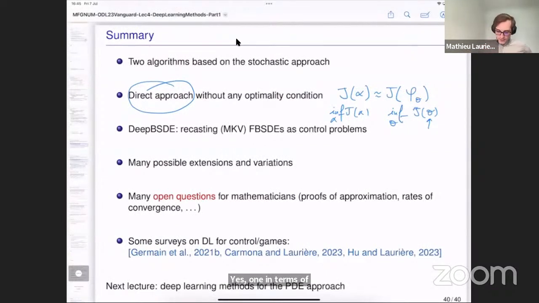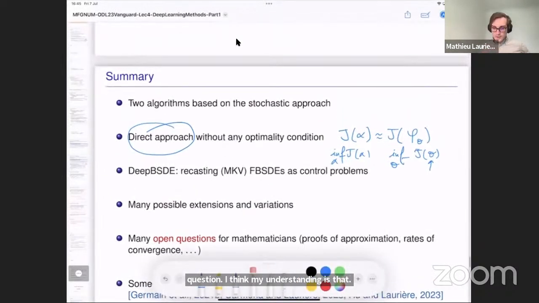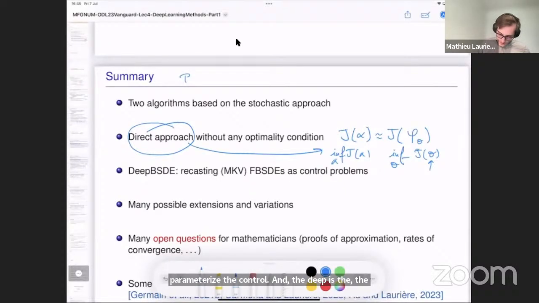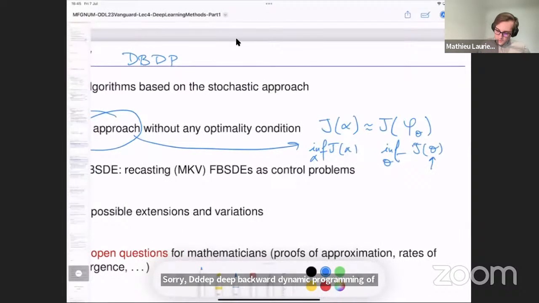Yes, thanks for the question. Let me try to answer. My understanding is that you want to compare what I call the direct approach, what I've described here where you directly parameterize the control, and the deep BSDE, sorry, DBDP, deep backward dynamic programming of Pham et al., where the idea is basically you start from the terminal time.